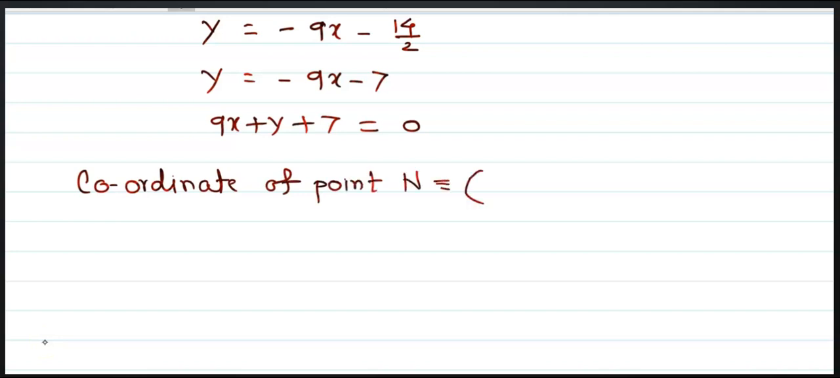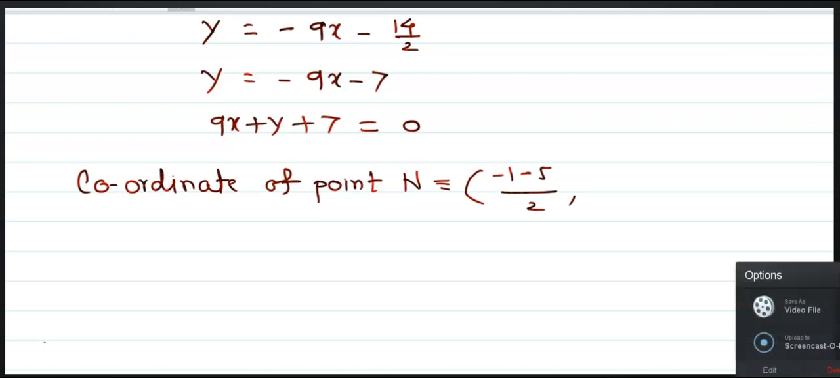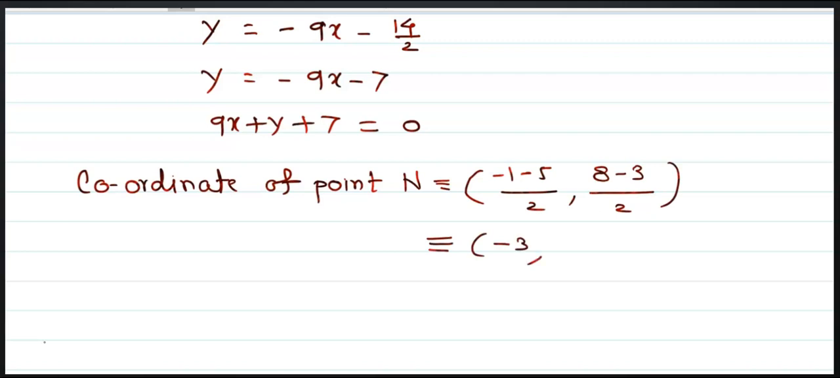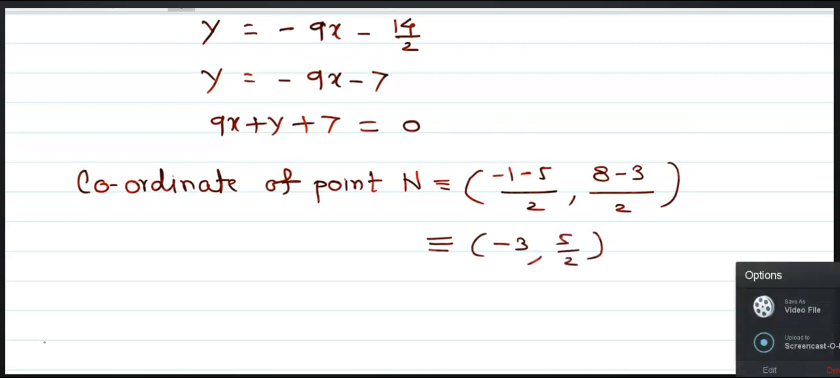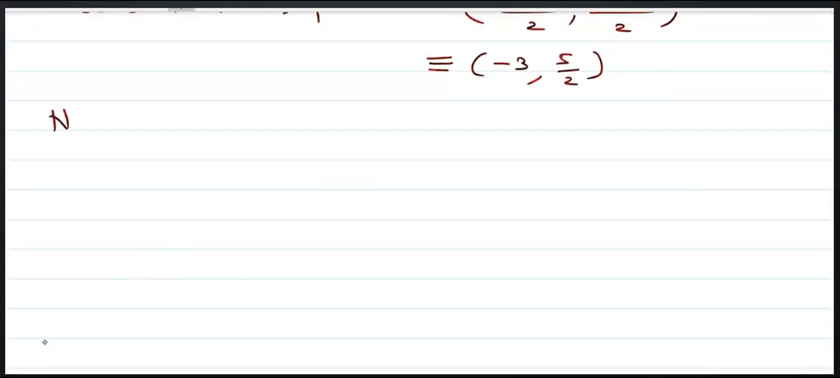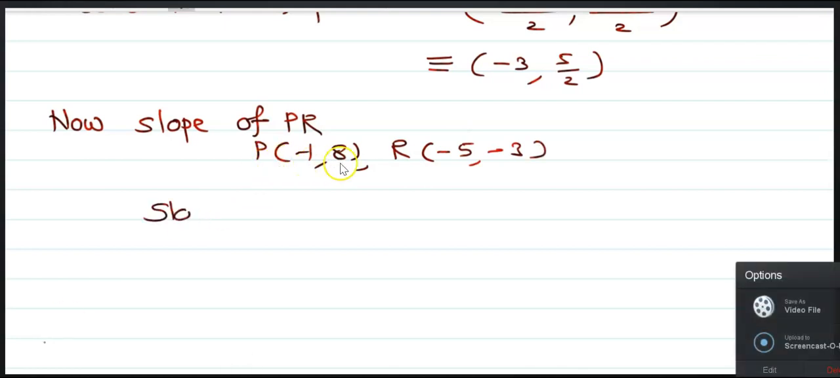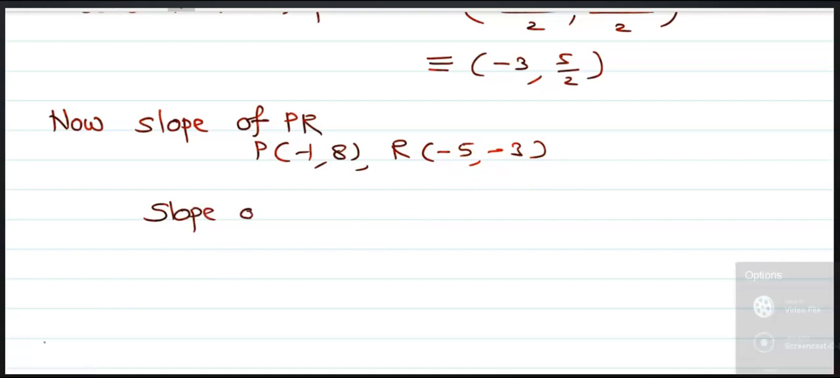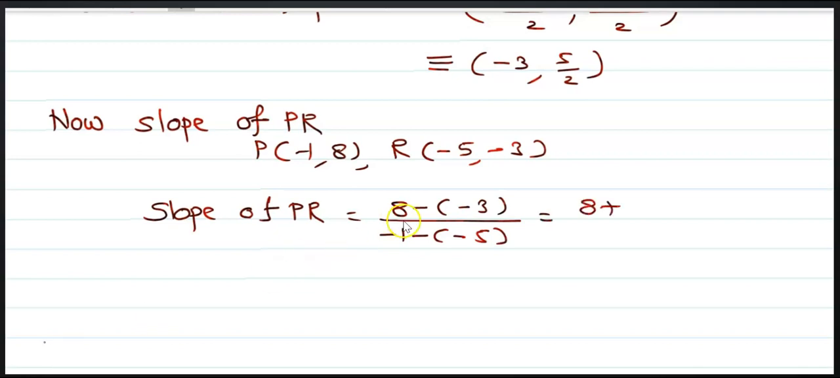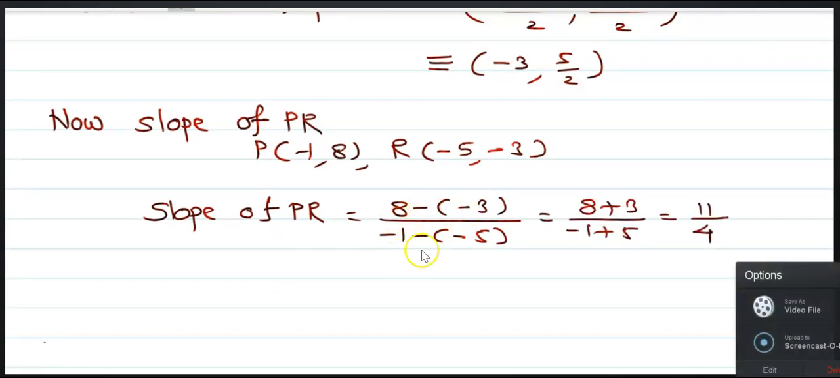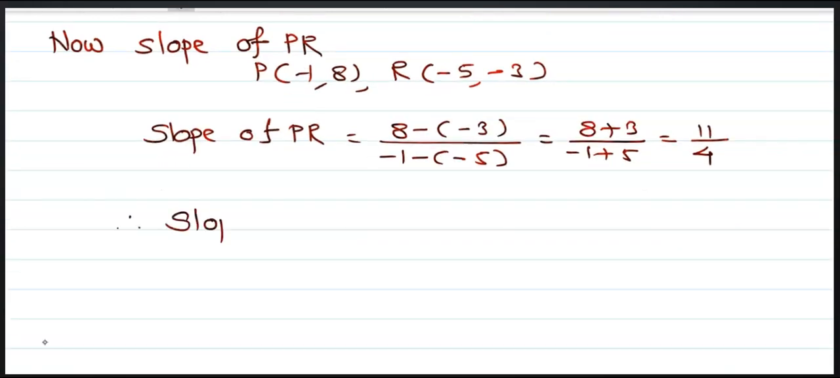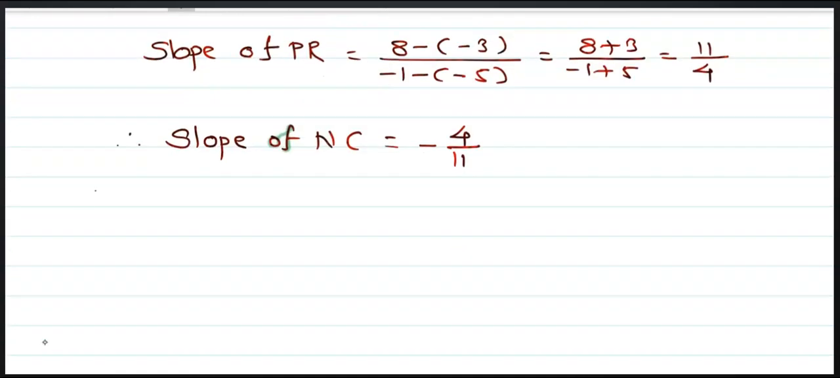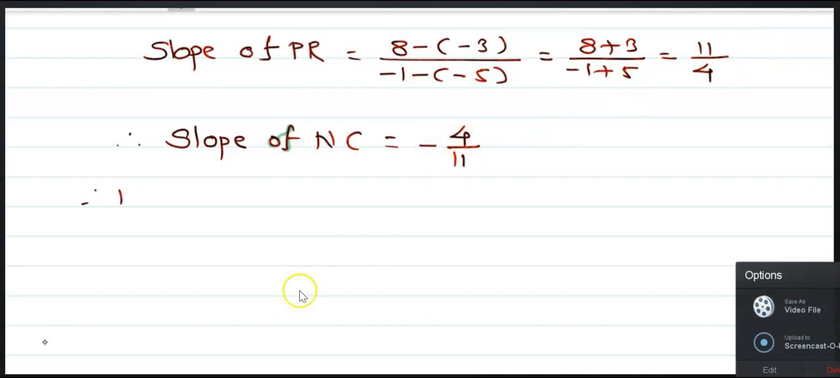Now the next is the coordinate of the point N: (-1 - 5)/2, (8 - 3)/2, that is (-3, 5/2). Now the slope of PR, where P is (-1, 8) and R is (-5, -3). Slope of PR equals 8 minus (-3) upon -1 minus (-5), that is 8 plus 3 upon -1 plus 5, that is 11 upon 4. Therefore, the slope of NC is the negative reciprocal, that is -4 upon 11.